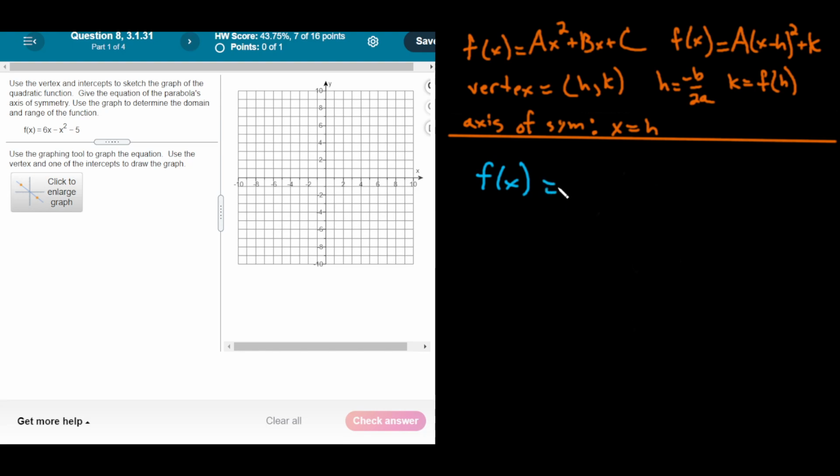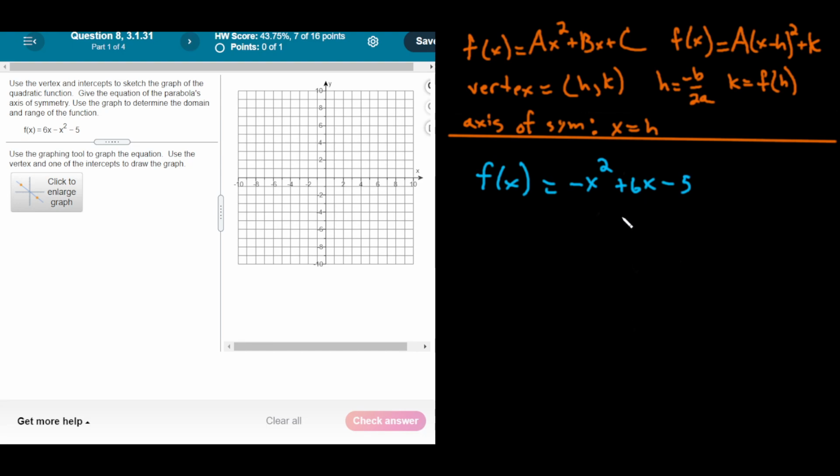I know we have 6x minus x squared minus 5, but remember, the standard form tells you to write it in descending order, starting with the highest one first with the sign. So that negative x squared, we have to write it first. Then we have plus 6x. Then we have minus 5. So all we did was rearrange them, okay?